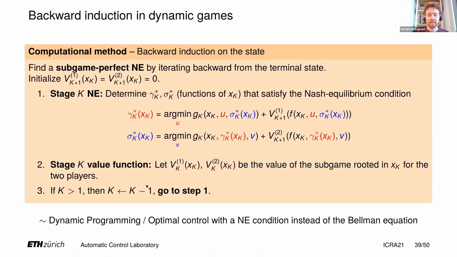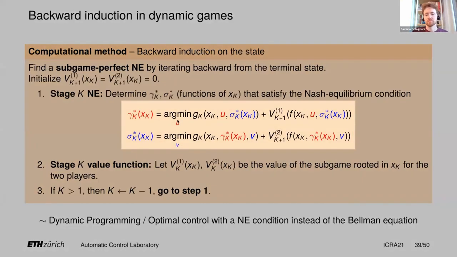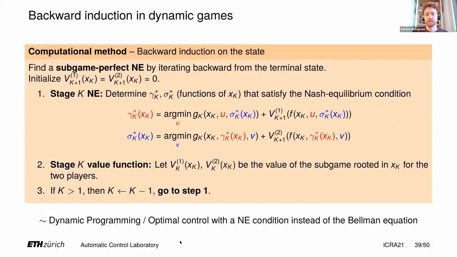So if you've seen dynamic programming and optimal control, that's really the same thing with value functions, but the usual Bellman equation when you have this kind of optimality is replaced by a Nash equilibrium condition. One is the best response to the other. Okay.